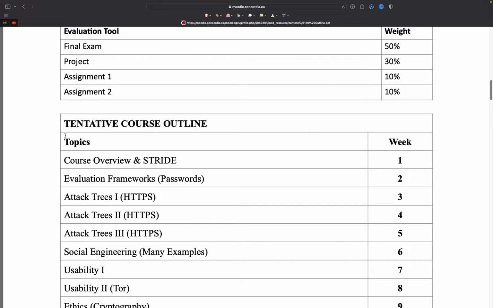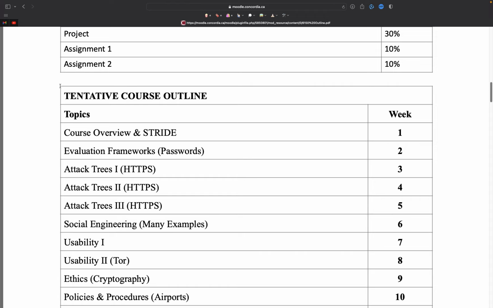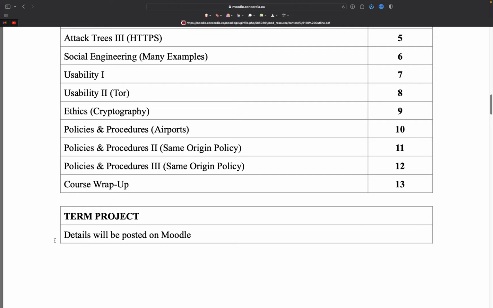The assignments are individual, so everyone does their own assignment, and the project is a group project. It's individual or group, so you have the option. Okay, so these are just the materials that we'll cover. They'll make more sense later.